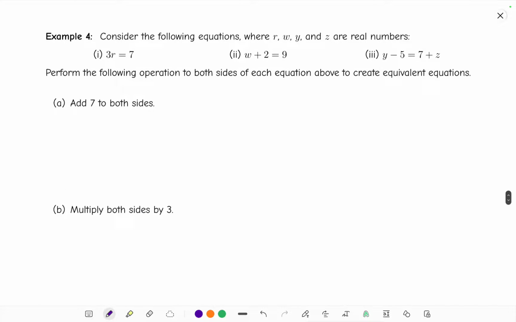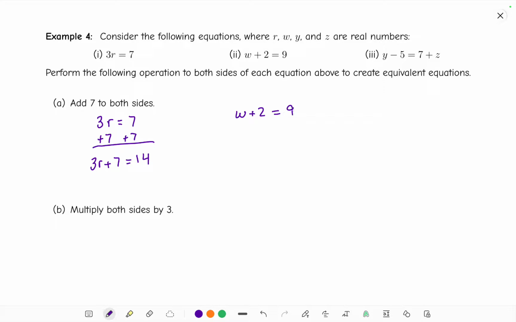Example 4. Consider the following equations where r, w, y, and z are real numbers. So we have 3r equals 7, w plus 2 equals 9, and y minus 5 equals 7 plus z. And we just want to perform the following operations to both sides of each equation above to create equivalent equations. So for 3r equals 7, we want to add 7. So we indicate that by writing plus 7 underneath both sides. And we get 3r plus 7 equals 14.